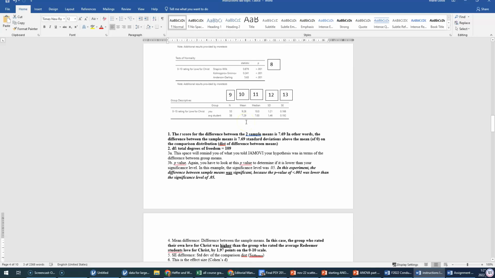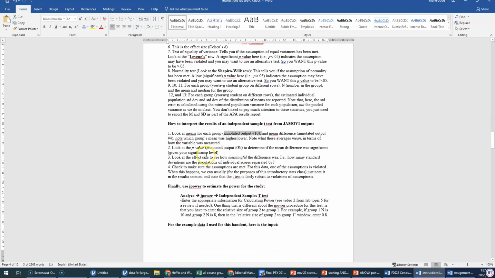So we just want to take a look at those means and note, are they different from each other? How different are they? It seems like the U group on average gave a rating that was about 2 points higher than the group that answered for the average student. So definitely a difference there. Make a note of that. And just like I note what these averages mean in terms of how the variable was measured.